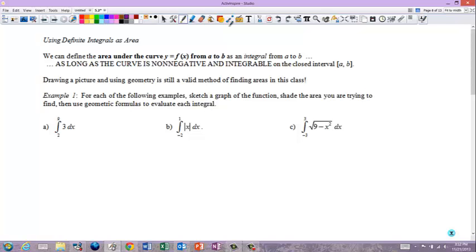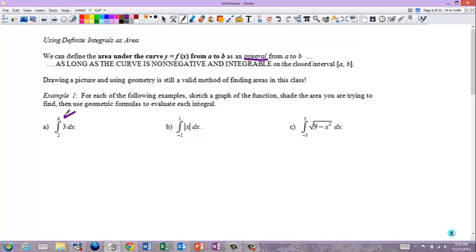It says use definite integrals as area. We can define the area under the curve of f of x from a to b as an integral from a to b, as long as the curve is non-negative and integrable on the closed interval a to b. For each of the following examples, sketch a graph of the function, shade the area you're trying to find, then use geometric formulas to evaluate each integral.